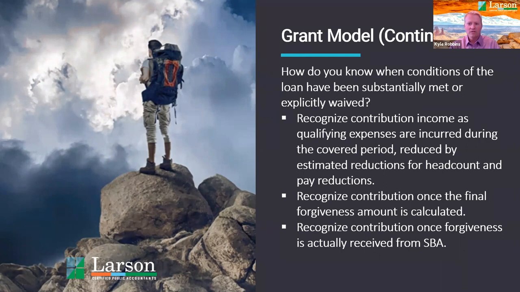However, you would want to reduce that contribution income based off of your estimated reductions for headcount and pay reductions. So, you know, if you're not expecting to get full forgiveness, if there's like 5% of your loan that probably won't be forgiven, then you would want to reduce those expenses by 5% and recognize that amount as contribution income and reduce your PPP loan liability, or your refundable advance in this case, by that same amount. So this is an acceptable approach. It is the least conservative approach.